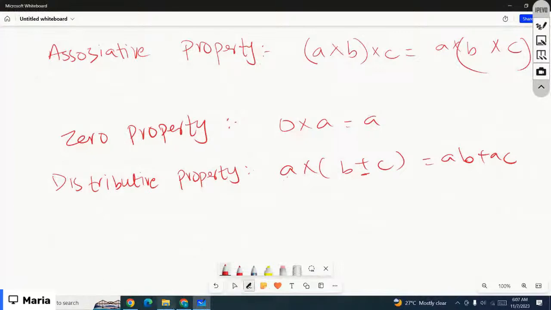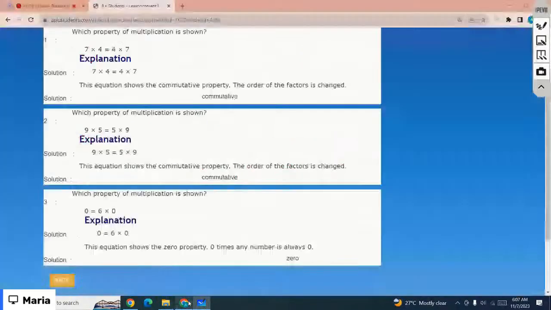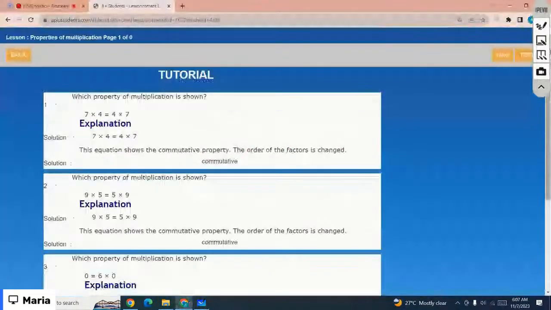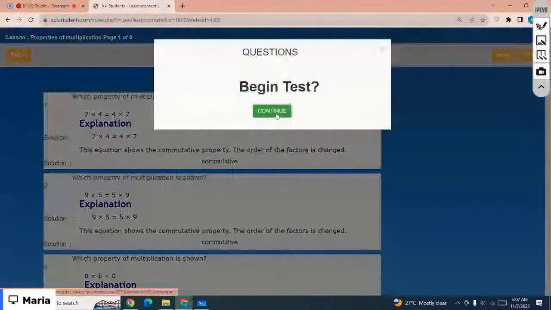So let's just start with the test questions. Keep these properties in your mind. Also, you can note them down on your notebook. So let's just start with the test questions.